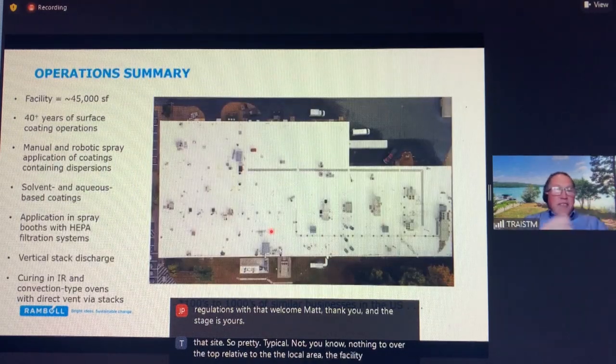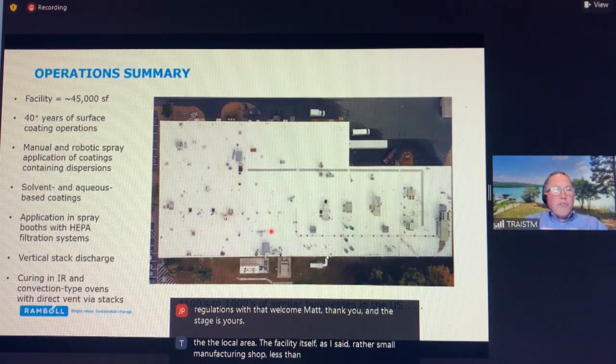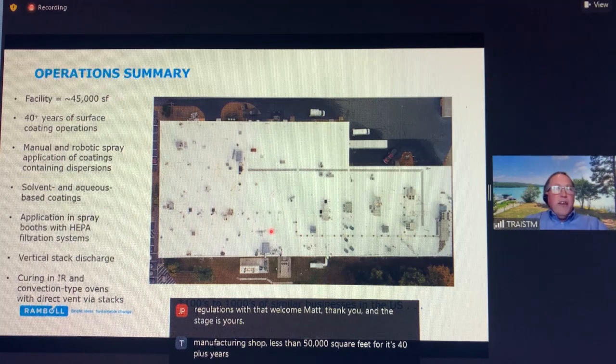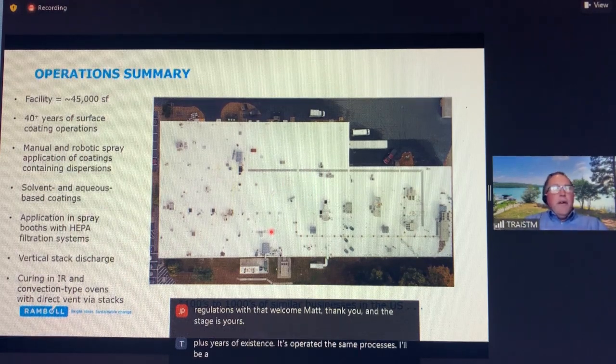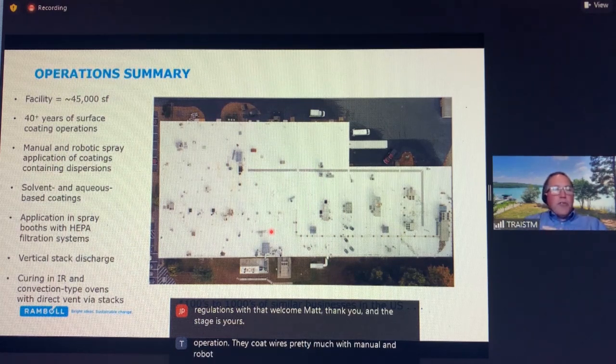The facility itself, as I said, is a rather small manufacturing shop, less than 50,000 square feet. For its 40-plus years of existence, it's operated the same processes, albeit with different chemistry. It's a surface coating operation. They coat wires with manual and robotic operations.